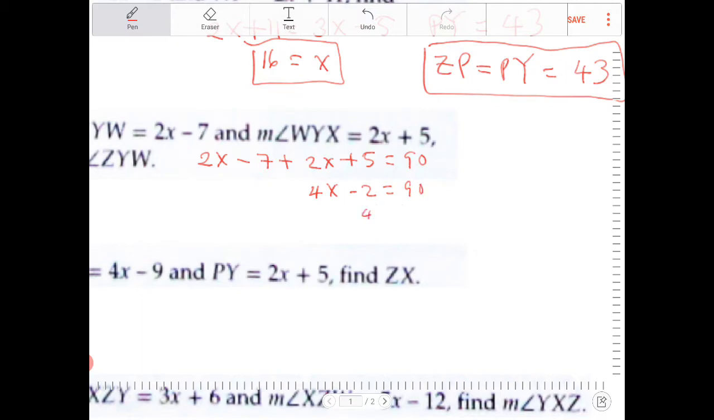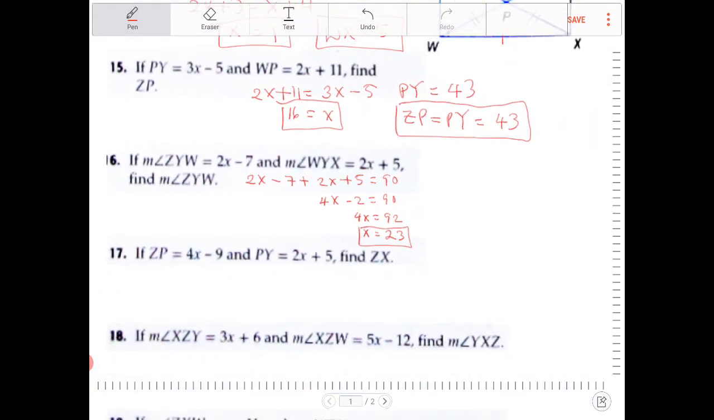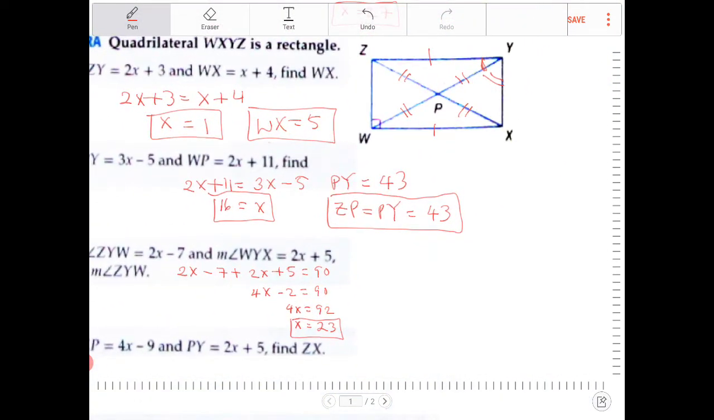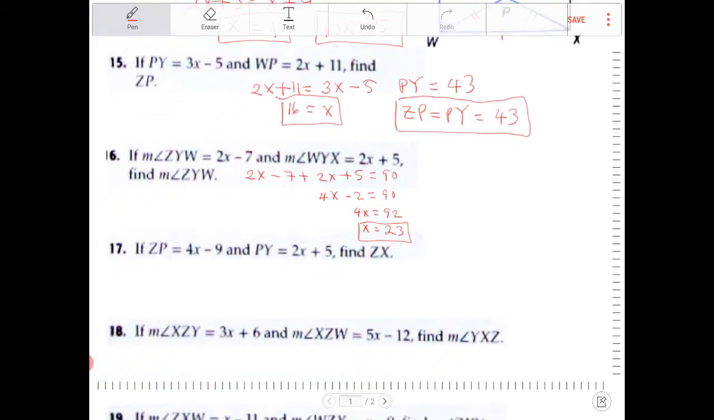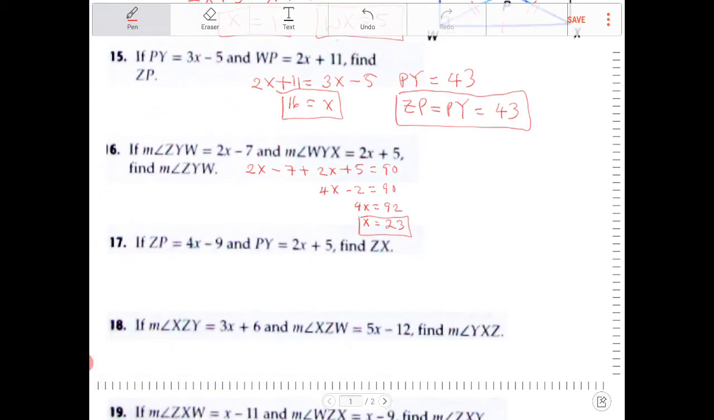Add 2 to both sides. 4x is equal to 92. So therefore, divide by 4, I end up with 23 as x. However, the question is asking for what is ZYW. So angle ZYW is 2 times 23 minus 7. So this is 46 minus 7. So this is equal to 39. So angle ZYW is equal to 39 degrees.